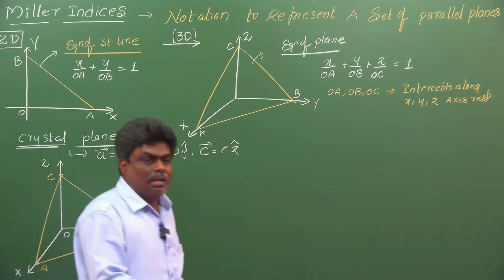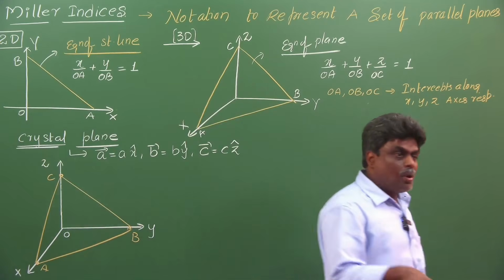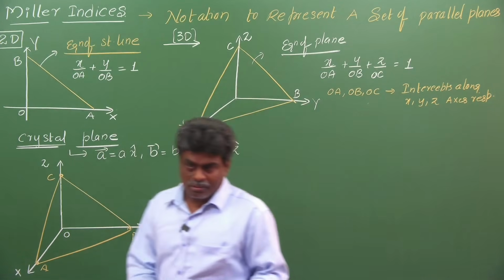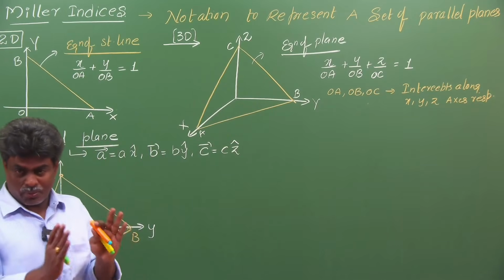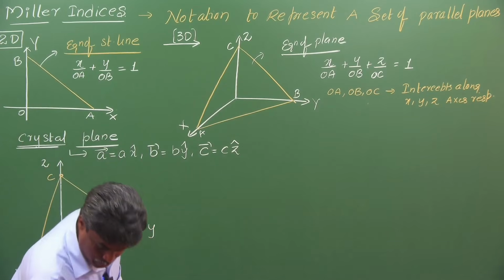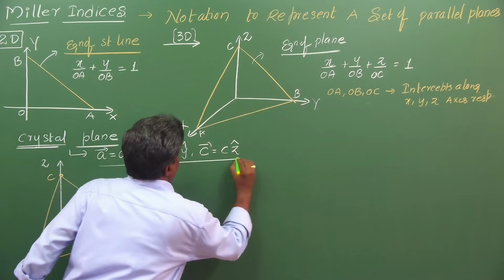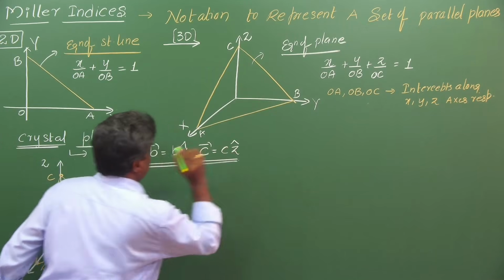If they are all equal, it is simple cubic. If two are equal, tetragonal. If all three are not equal, orthorhombic. You forgot all this? Simple cubic, tetragonal, orthorhombic, you remember? So these are the lattice parameters or primitive vectors, whatever you call them.